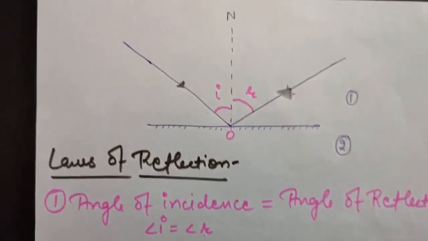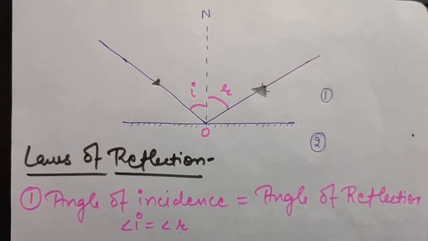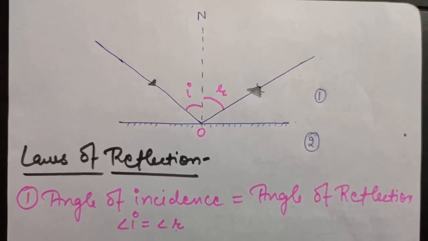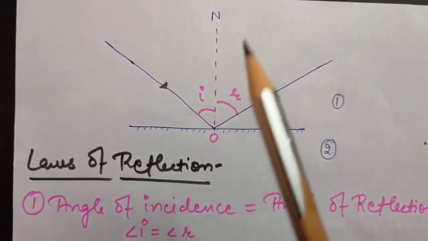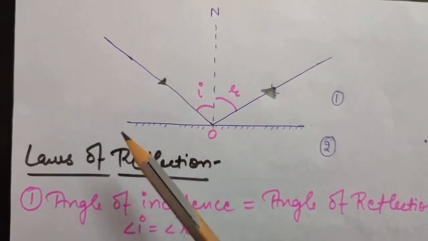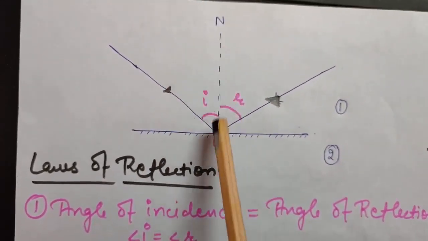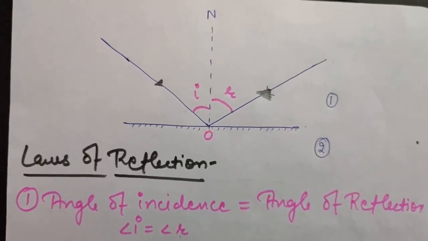If I ask you what is normal incidence, most of you will say normal incidence means a 90-degree angle, but that is wrong. Normal incidence means that the incident ray is falling normally on the mirror. So this is your incident ray. If it is falling normally on the mirror, this will be your incident ray. Now if I ask you what is the angle of incidence for normal incidence?